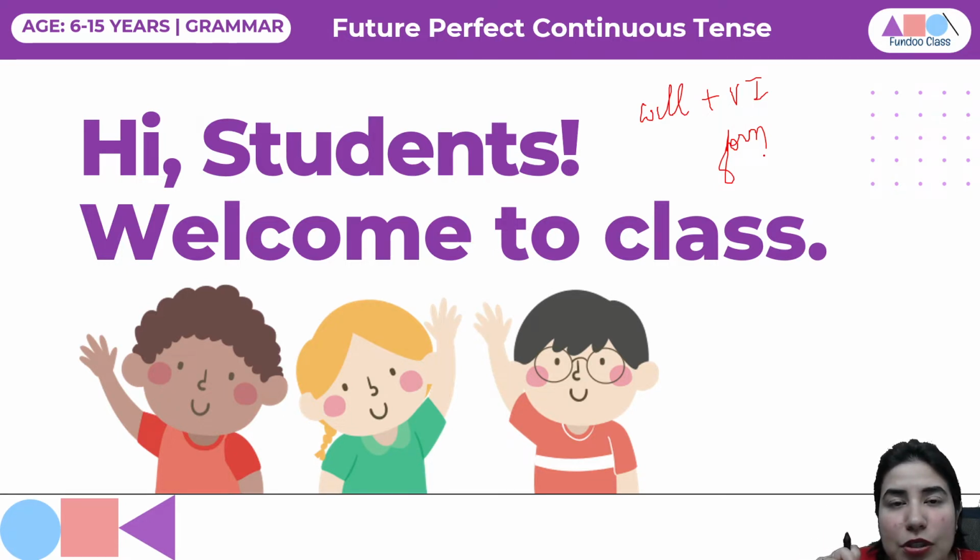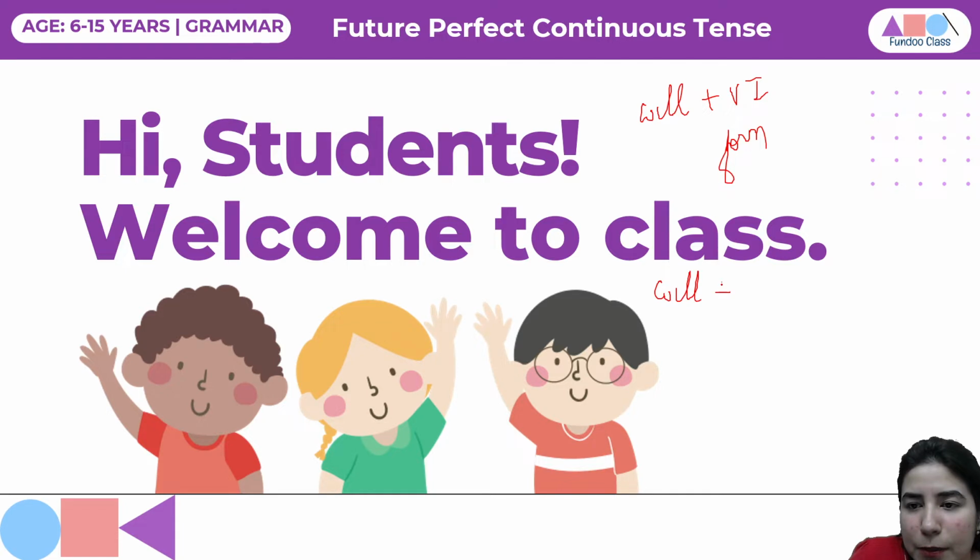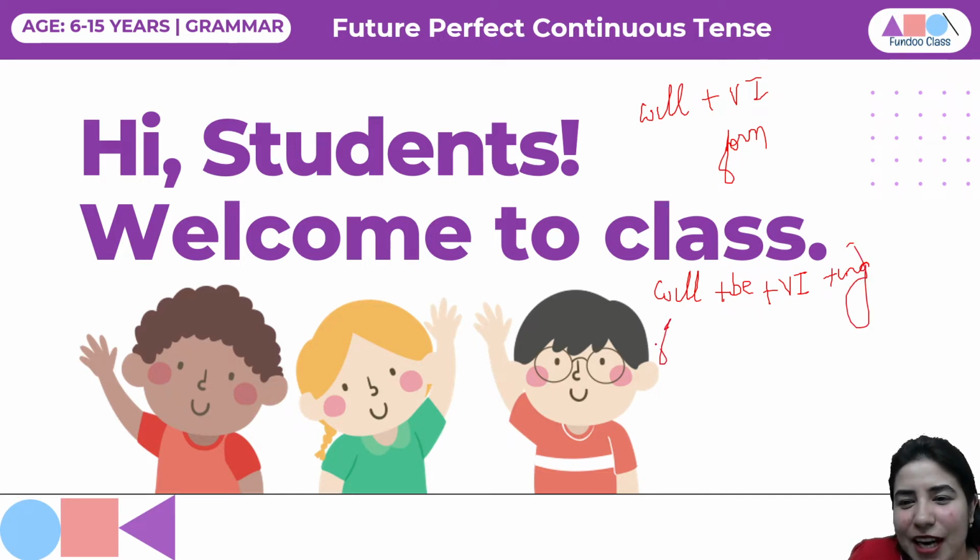And what is the usage? I will be. So I'll write the formula also for you for future continuous. I will plus be plus verb first form plus ing. So this is future continuous. Right. So now since we are doing future continuous, let's also talk about present continuous, right?